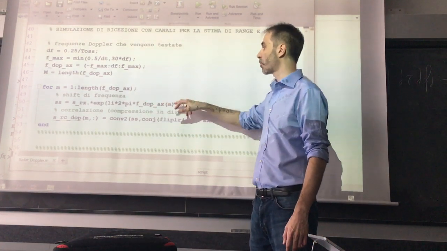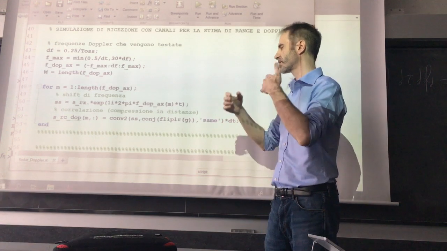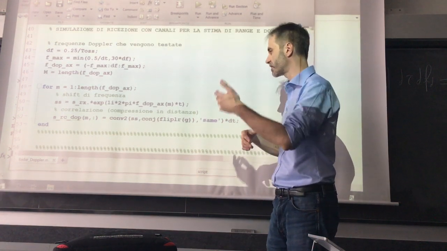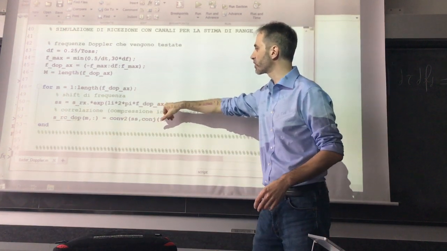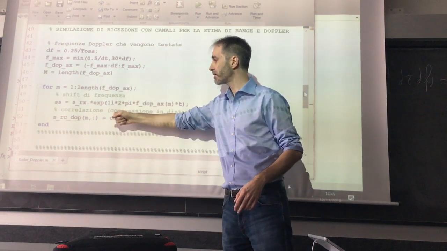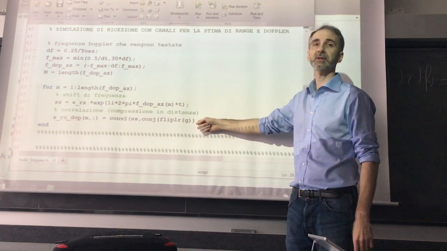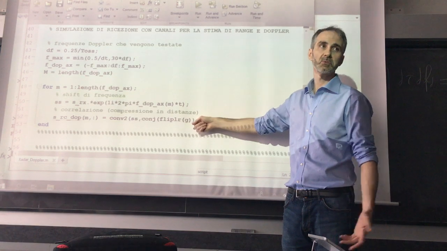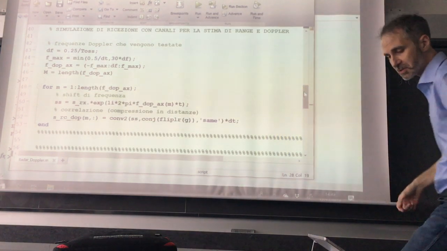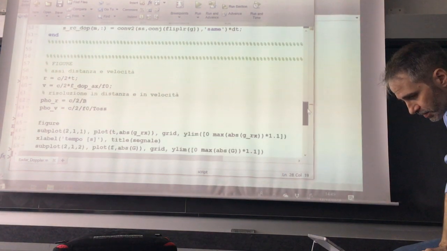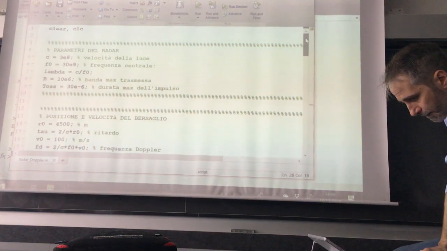First I try to compensate the signal. So first I try to counter-rotate the phase of the signal by the Doppler frequency that I am testing, and then I just do a cross correlation with the matched filter. This is it. So let's see what you get.